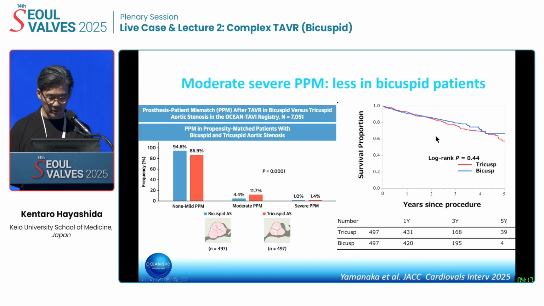And our good friend and colleague, Dr. Futoshi Yamanaka, published data comparing bicuspid and tricuspid, and bicuspid anatomy was associated with less moderate to severe PPM compared to tricuspid valve. And survival was quite similar between the two groups. The reason why the bicuspid cohort had a lower incidence of moderate PPM was presumably due to the lesser impact of pressure recovery, because the ST junction is usually bigger in bicuspid compared to tricuspid.